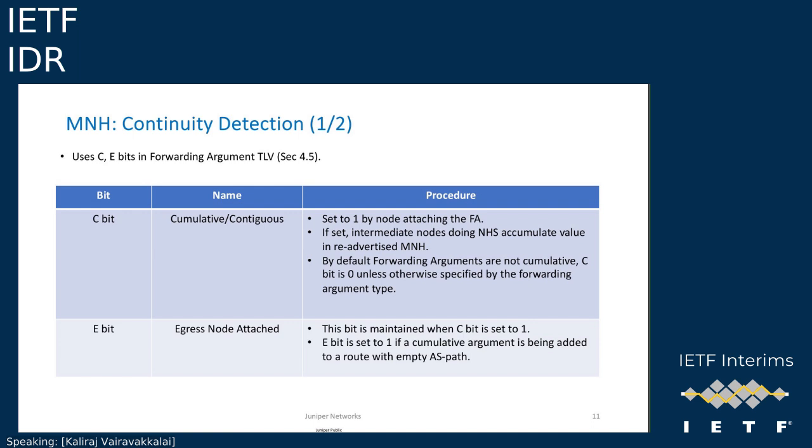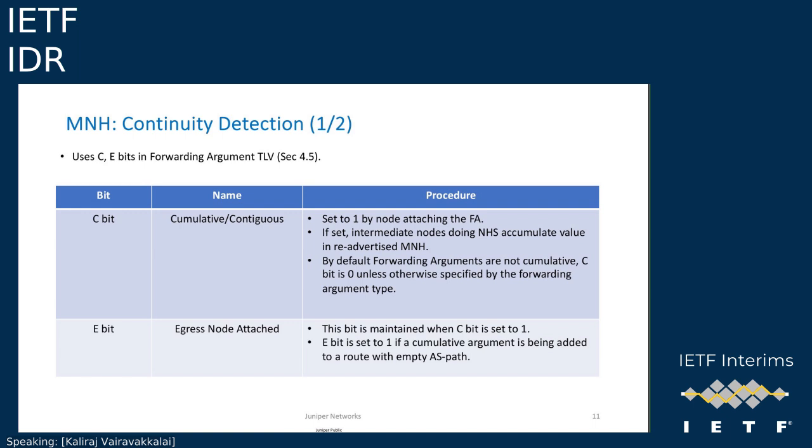and what the contiguity function is. And there is an EBIT, which signifies that this attribute was attached by the egress node. It is maintained alongside CBIT. So basically, it's not just that the attribute accumulates information until the node that attaches the attribute, but I want to know whether the node that attached the attribute was an egress.